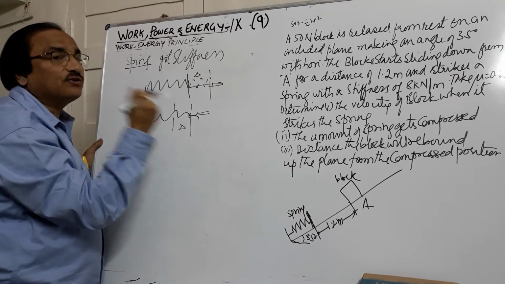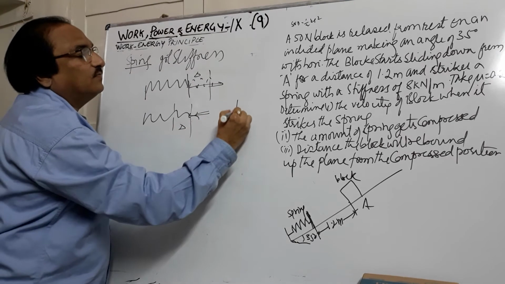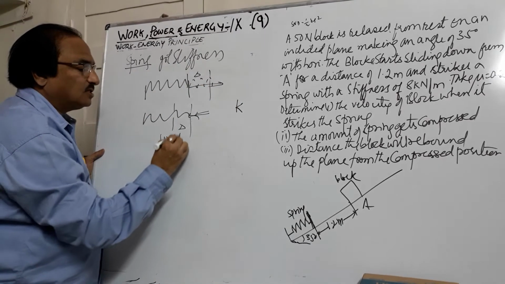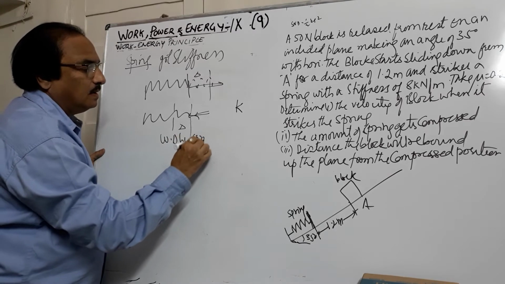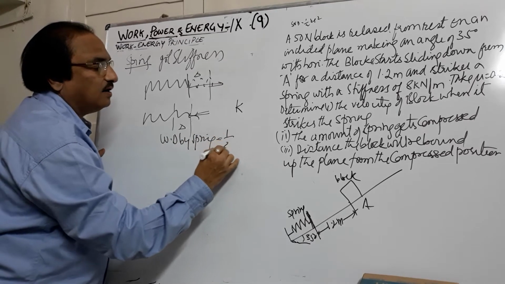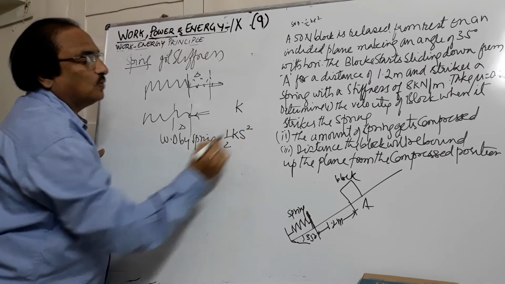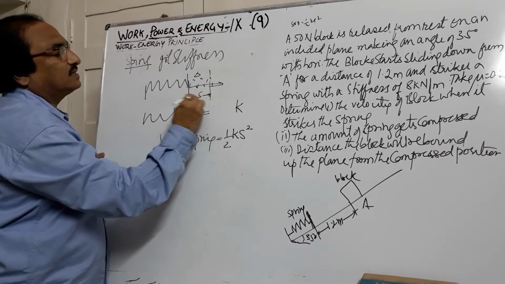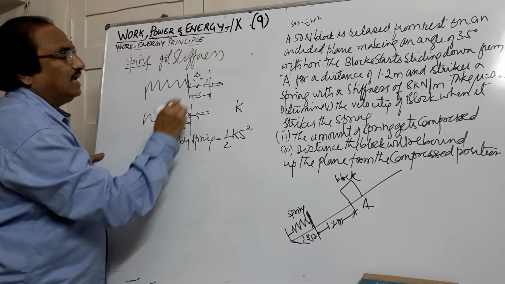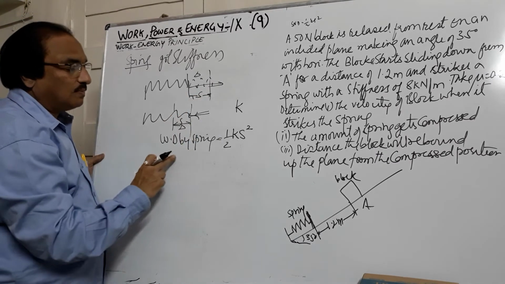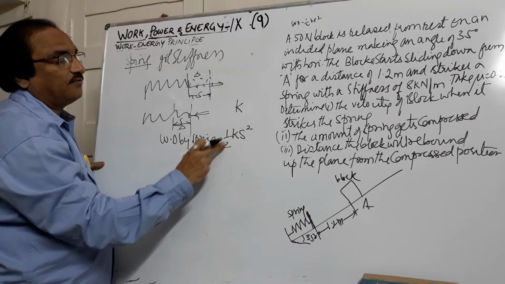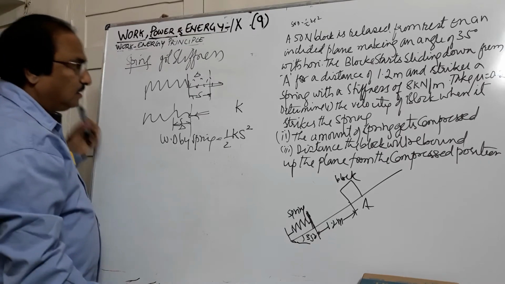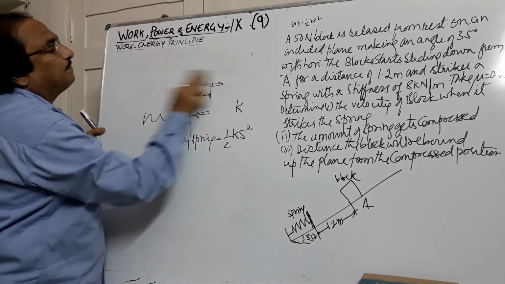because it has got certain stiffness, and that stiffness, if I call it K, then work done by the spring is given by half K into S square, where K is the stiffness of the spring and S is the distance for which it gets extended or compressed. So remember, work done by the spring is always half K S square. So this we are going to use in the next problem about springs.